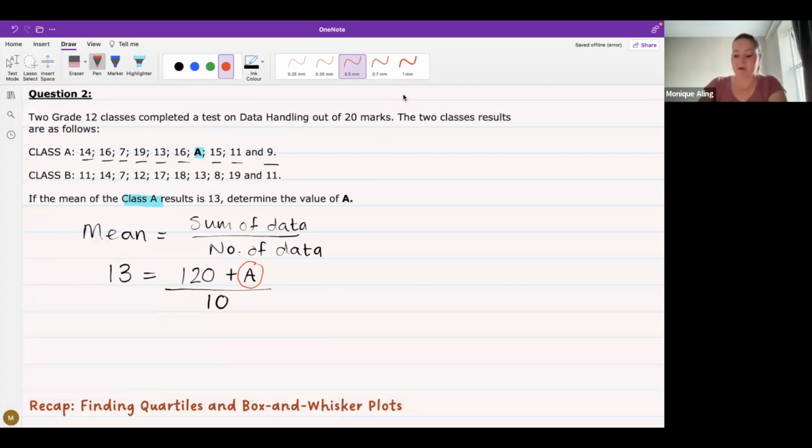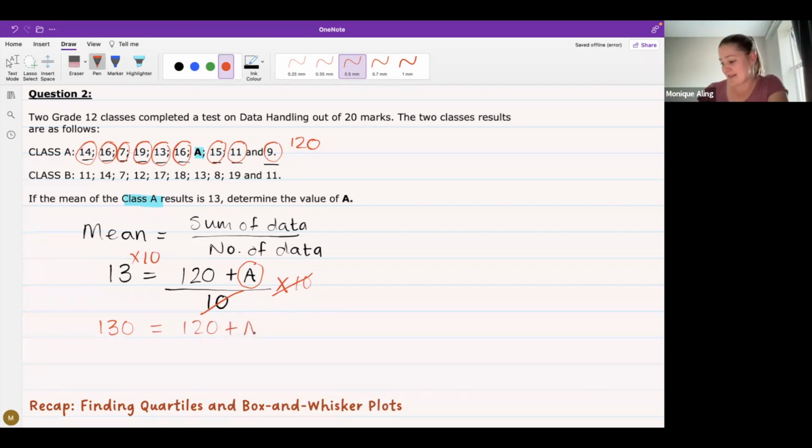Okay, so let's just clarify. We were adding all these numbers up: 14 plus 16 plus 7 plus 19 plus 13 plus 16 plus 15 plus 11 plus 9, and that gives you your 120. Now like Nsako said, we are going to get rid of the 10 first. Because we are dividing by 10, we do the opposite operation, which is times. So that's going to cancel them out. What you do on the one side of the equal sign, you do on the other. I'm going to times by 10. So I'm left with 130 equals 120 plus A.